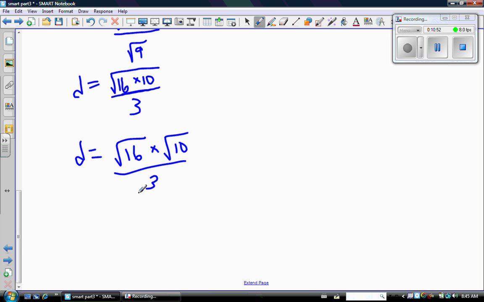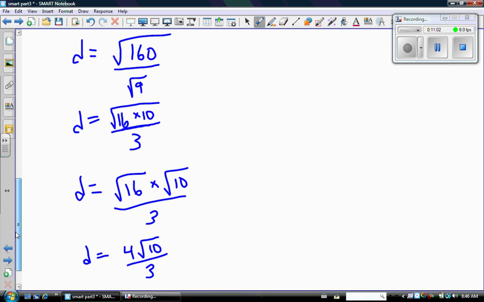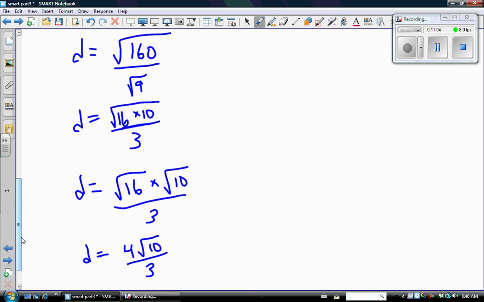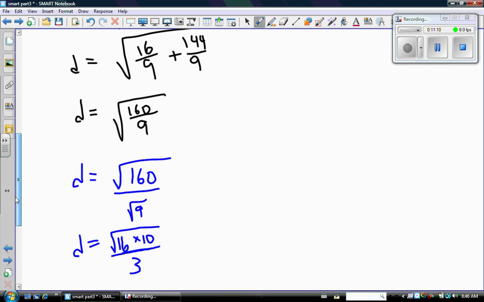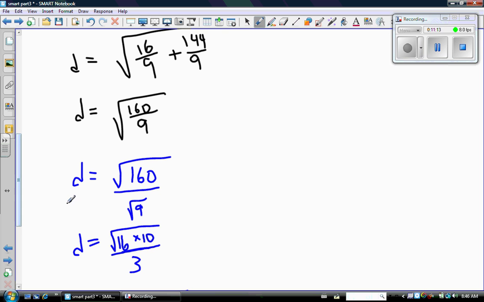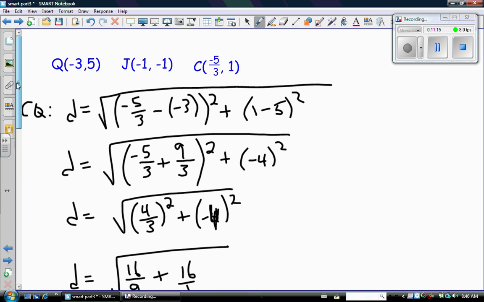10 is an ugly number. I can't square root it. But the square root of 16, you should know that. The square root of 16 is 4. So what I end up with is 4 root 10 over 3. So this stuff in blue ink, again, I'm not sure how much you would have covered that this year, but there it is. So the perfect answer is 4 root 10 over 3. The imperfect answer, well, you can get that on your calculator. So all of this was to get CQ.